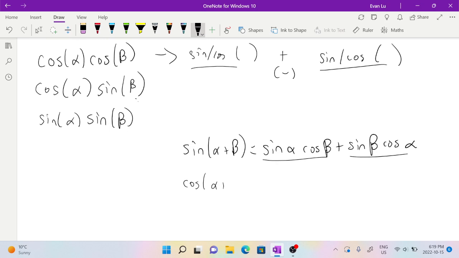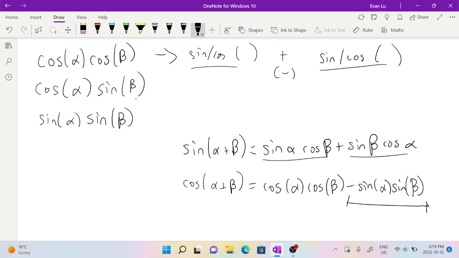So for cos of alpha plus beta, we're going to get cos of alpha cos of beta minus sine alpha sine beta. And of course, we also need the opposite then, because we want to cancel out this term. We don't really want it. So we're going to take cos of alpha minus beta this time. And so we're going to get cos of alpha cos of beta plus sine alpha sine beta.